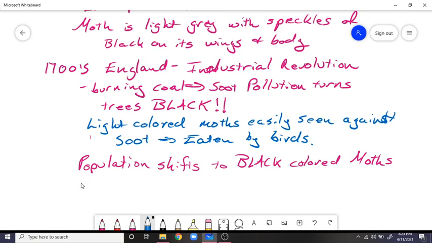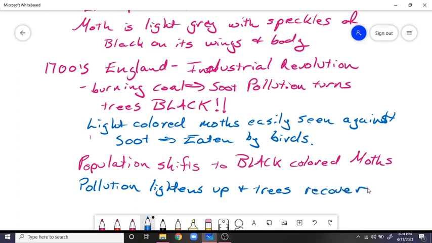But as technology changes and the coal burning eases up and the pollution lessens, so the pollution lightens up and the trees recover, now the dark moths are the ones that are standing out against the tree bark. The population shifts to gray again.